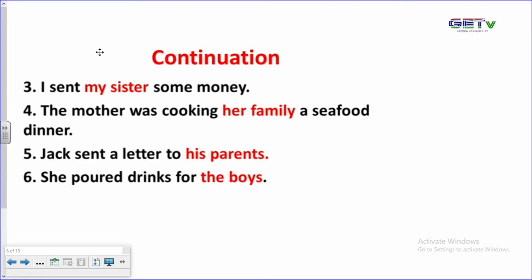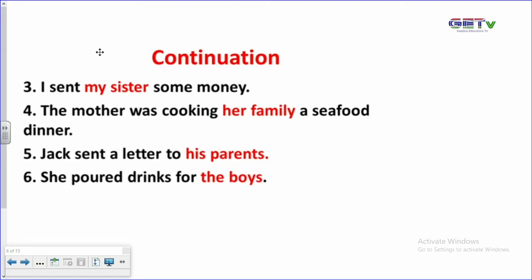The subject did not send the sister. The subject sent some money. So here some money becomes the direct object and my sister becomes the indirect object. So we look at example 4.